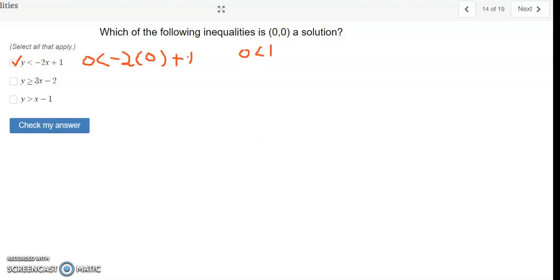Let's look at this next one. If I plug in 0 for y, I'm going to get 0 is greater than negative 3 times 0, which is 0, minus 2. Or I would get 0 is greater than negative 2. Now 0 is greater than negative 2, so that's true. And then y is greater than x minus 1, so I would get 0 for y is greater than 0 minus 1.